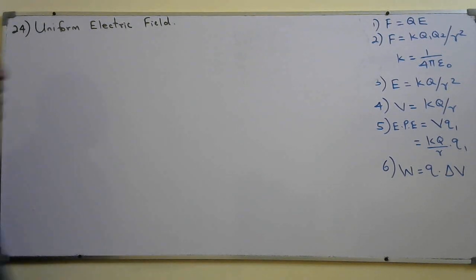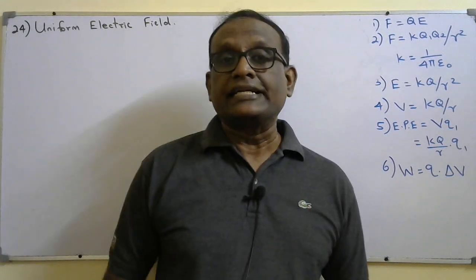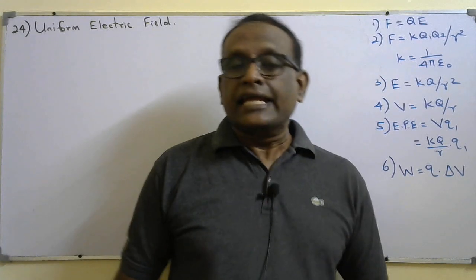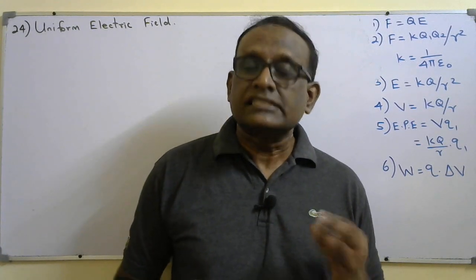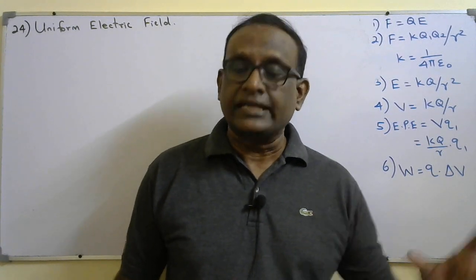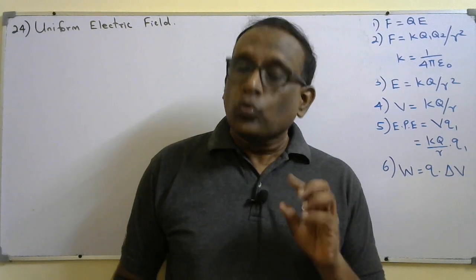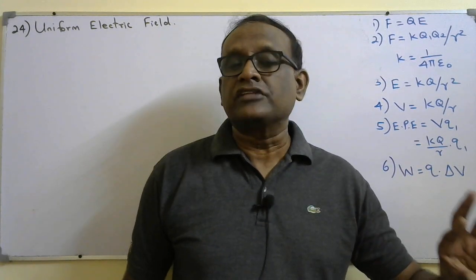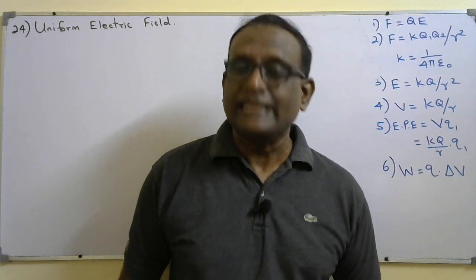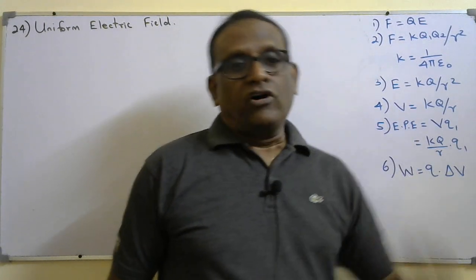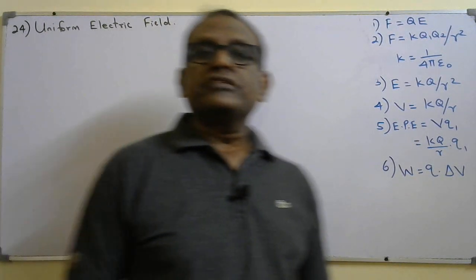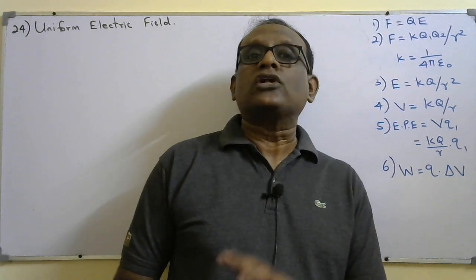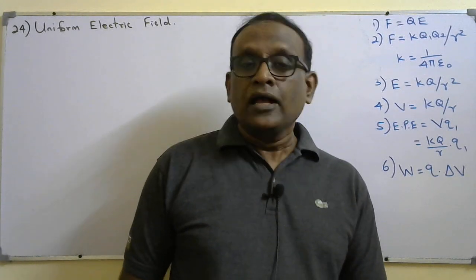Okay, so far all the questions we came across were related to the radial field. Radial field means the strength of the field is different at different points, and when the distance from the charge increases, the electric field strength decreases. But a uniform electric field means the strength of the field is the same at all points, everywhere.